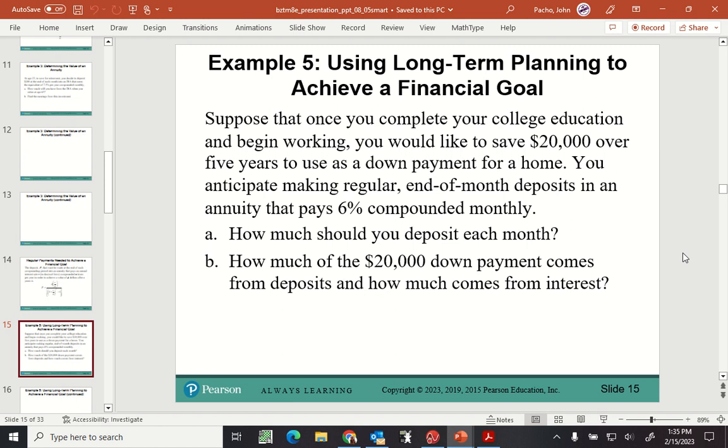Anyway, all right, we're starting on example 5. We did the others yesterday in class. Example 5 starts off with: suppose you complete your college education and begin working. You would like to save $20,000 over 5 years to use as a down payment for a home. You anticipate making regular end-of-the-month deposits in an annuity paying 6% compounded monthly. How much should your deposit be each month?